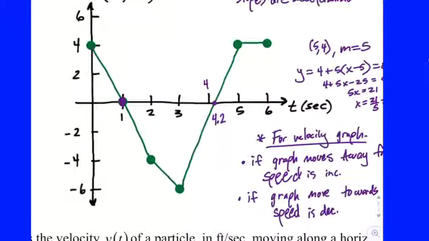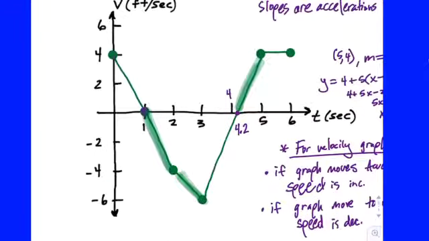Let me unhighlight it. The graph is moving away from 1 to 2, and from 2 to 3, and from 4.2 to 5. See that? So on those three intervals, since the graph is moving away, the speed should be what? Increasing. I'm going to write the answers here and then paste them down below.